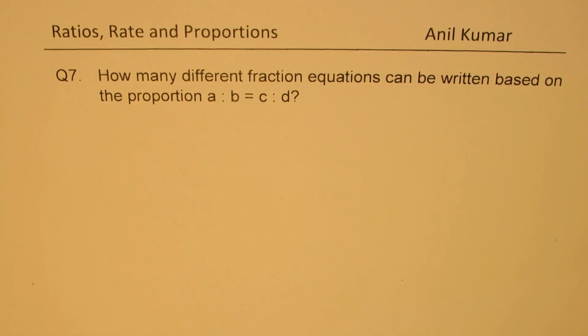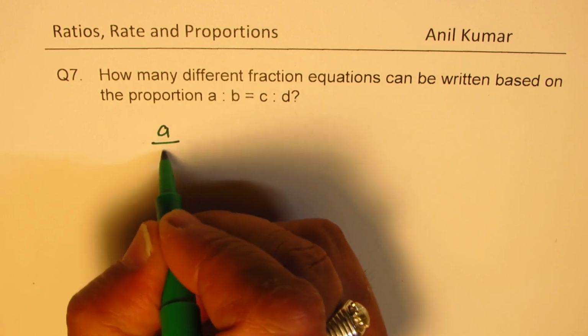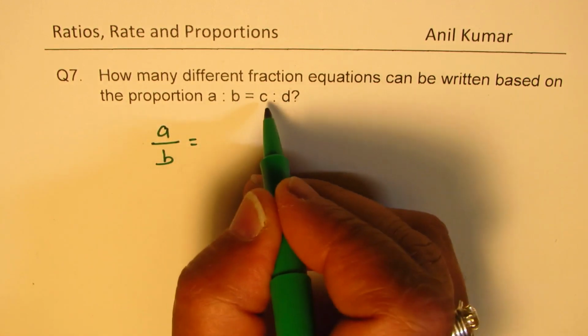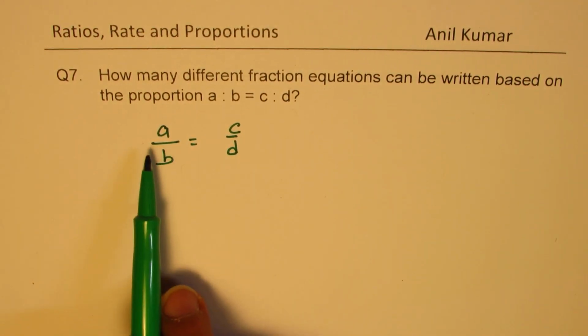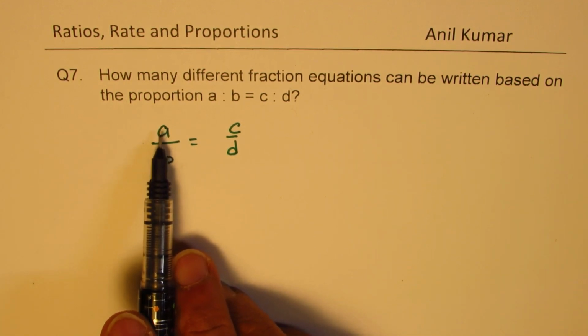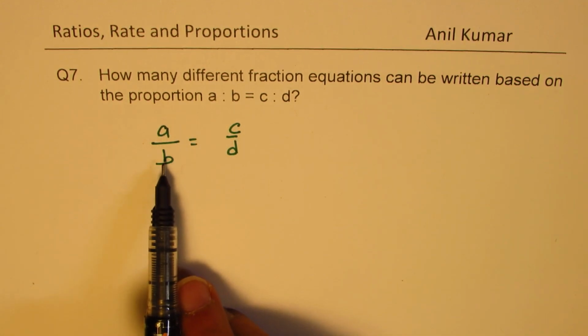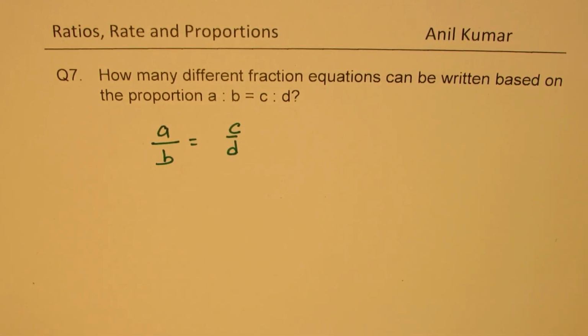Question number 7. How many different fraction equations can be written based on the proportion A is to B equals C is to D? Now that is very tricky, right? So basically fraction equations are like this. We could write this as A over B. If I write A over B, I have to write this as C over D, right? Now the idea is that as far as A is concerned, we could write it in many different places, and accordingly, we can choose B also in different places. So that is the whole idea.